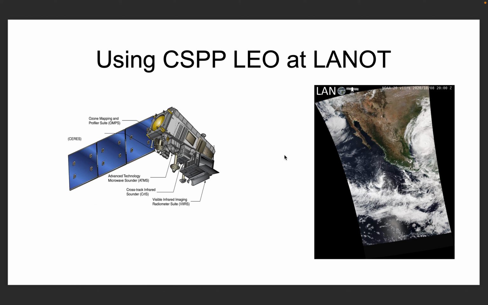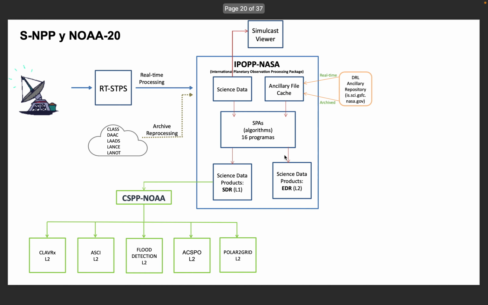But now, since you went to the workshop, we were not using much LEO at that time, and we started to use a combination of IPOPP from NASA and CSPP to get these products. I will show CLAVR-x, ASI, flood detection, ACSPO, and of course polar2grid to create views.